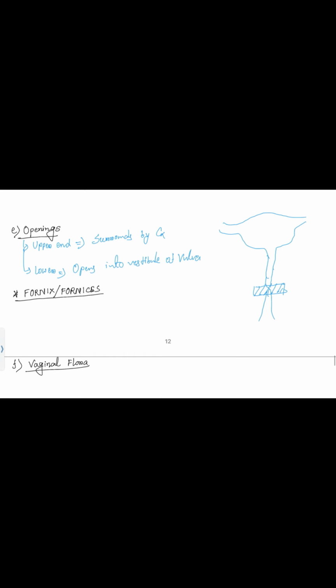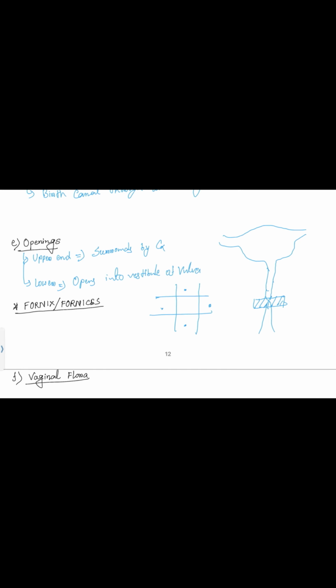If you do a cross section, you can see this vagina's cross section is like an H shape, and there are 4 pockets in this H shape region. At the upper end of the cervix, here you will see the fornices. Fornix means singular and fornices means plural. Fornices or pockets you can see. And this is the anterior pocket, these are the 2 lateral pockets, and this is the posterior pocket.